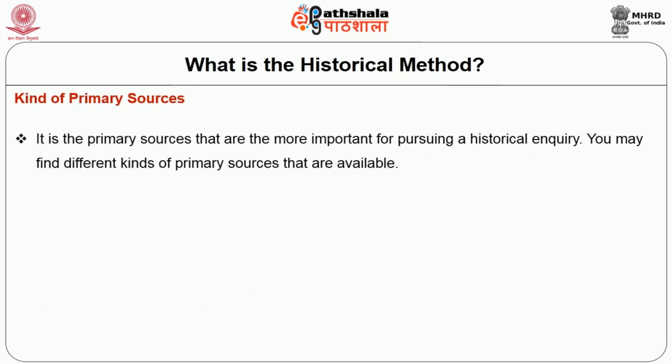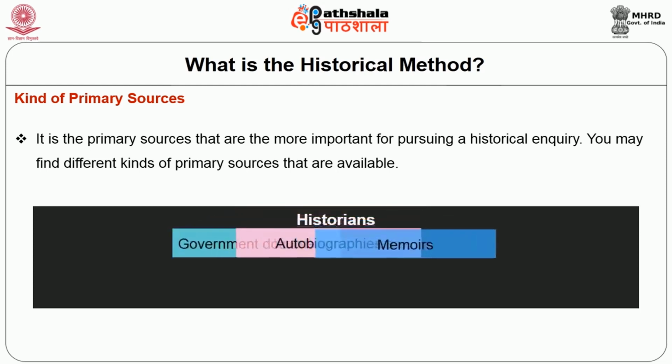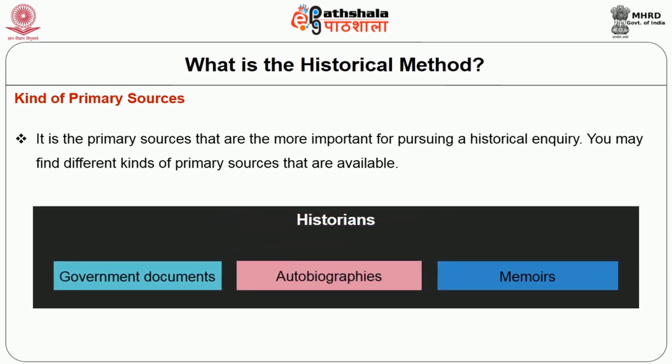Primary sources are the more important for pursuing historical inquiry. You may find different kinds of primary sources that are available to the researcher. Do note that initially historians almost exclusively focused on government documents, autobiographies, and memoirs as primary sources, but later a more imaginative use of sources became possible, and the number of sources that could possibly be used for historical research has increased manifold.